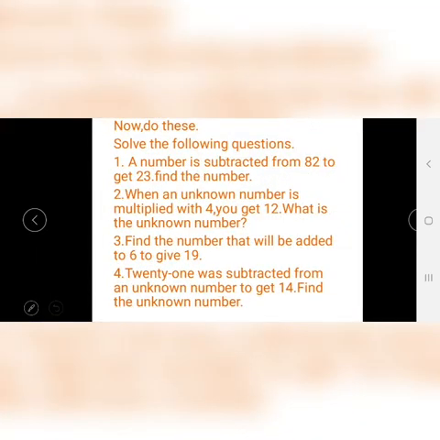Okay, so we've been able to what? We've been able to solve examples based on addition, subtraction, and what? And multiplication. Now you have to do this on your own. Solve the following questions. A number is subtracted from 82 to get 23. Find the number. When an unknown number is multiplied with 4, you get 12. What is the unknown number? Find the number that will be added to 6 to give 19. And the last question says 21 was subtracted from an unknown number to get 14. Find the unknown number. I wish you well in this evaluation.